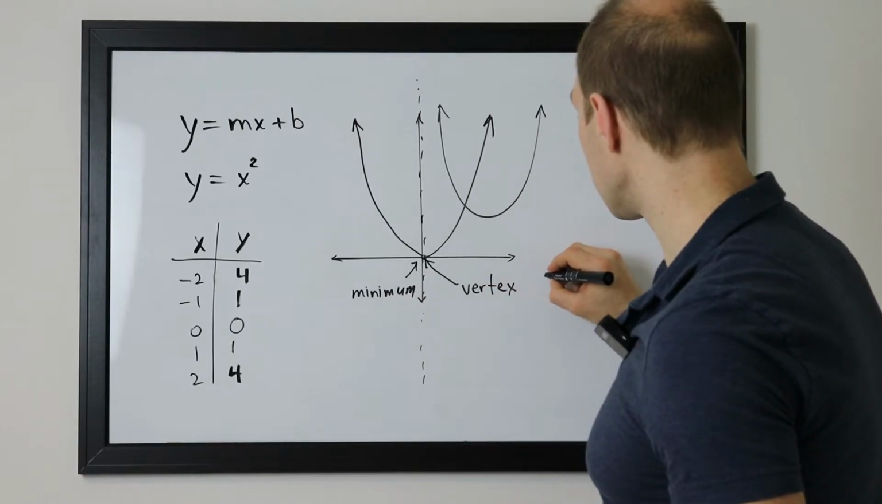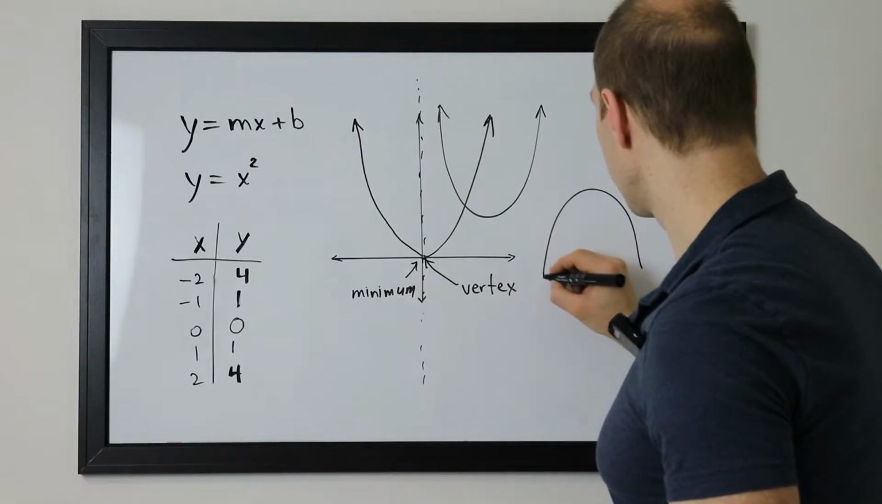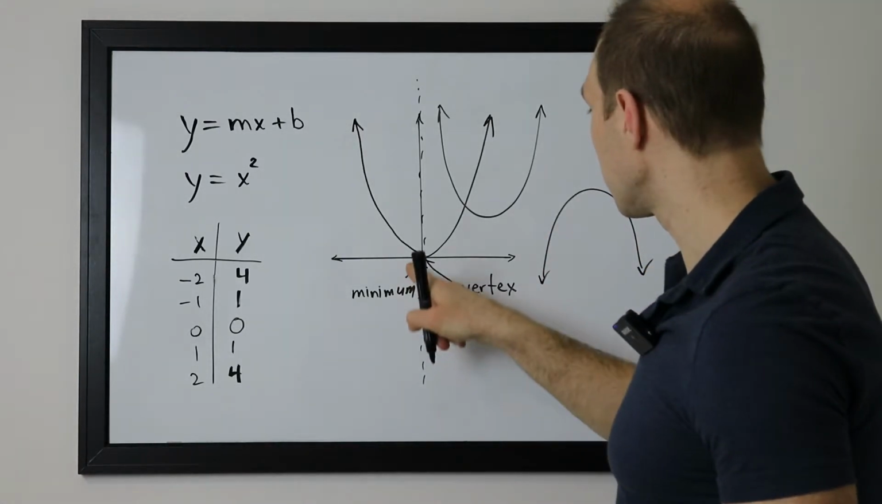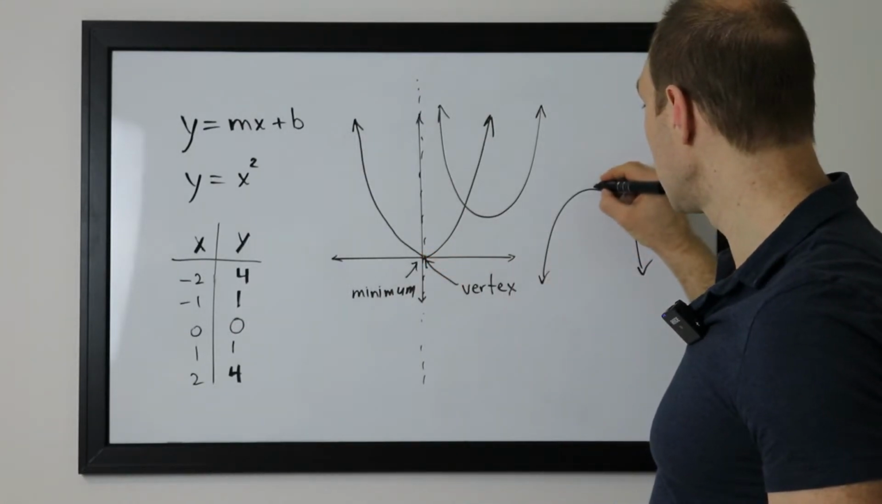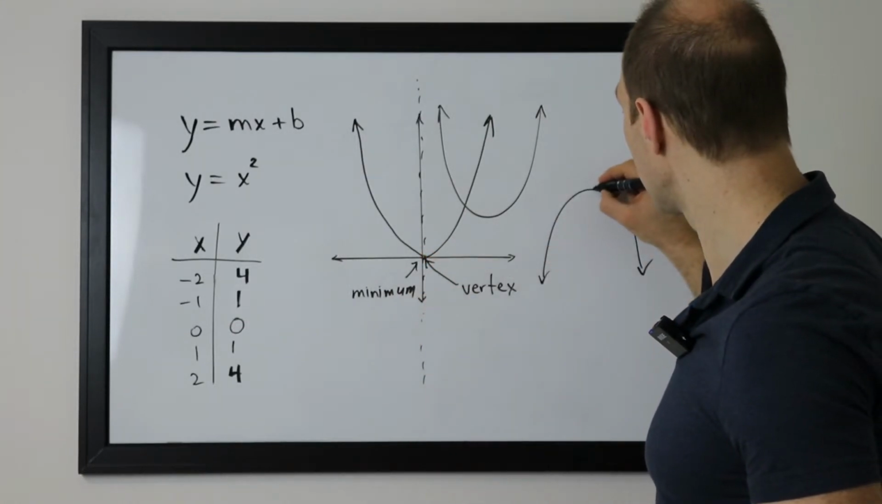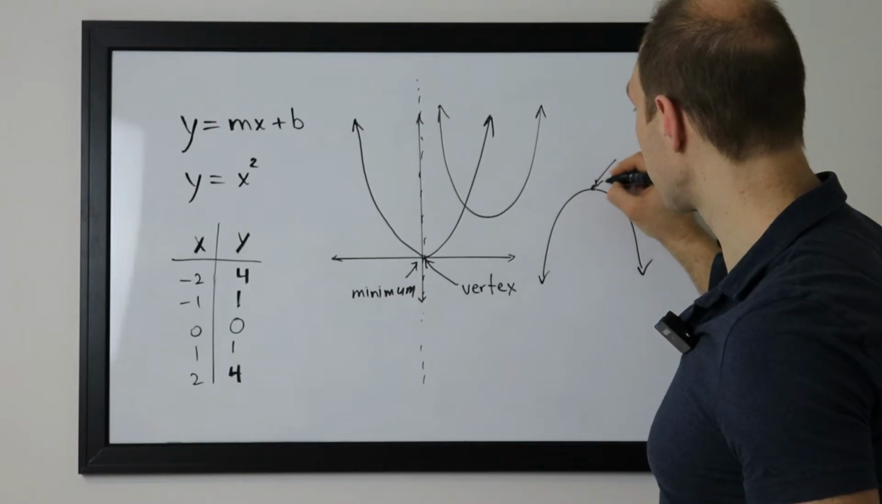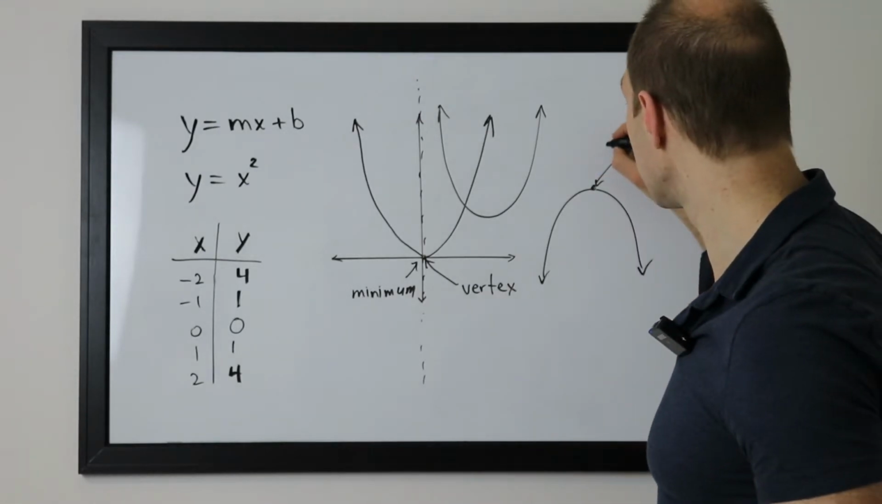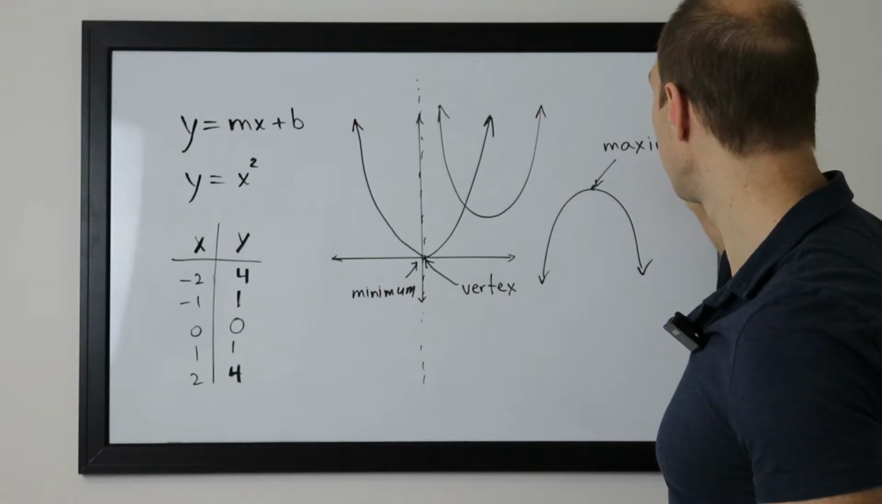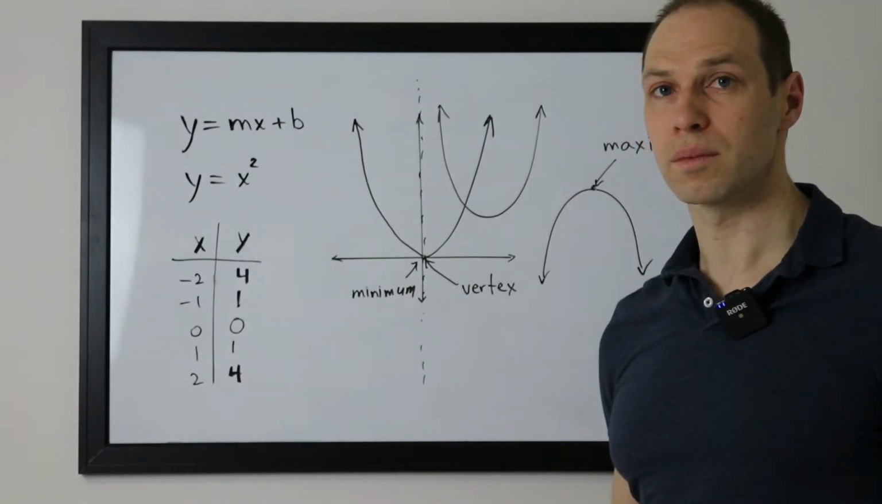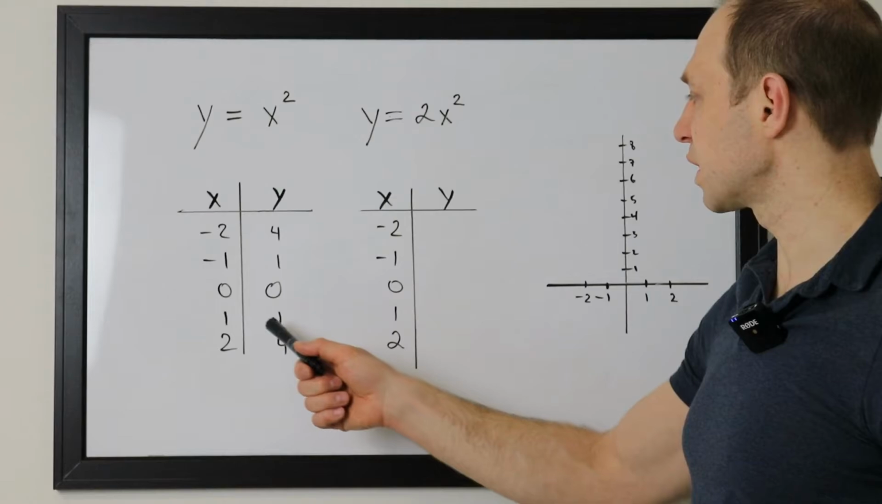Next, a parabola can sometimes flip. And so, since this was the lowest value, it represented the minimum. This right here, if a parabola is flipped, is known as a maximum. That's it. Let's take a look at a couple of examples.